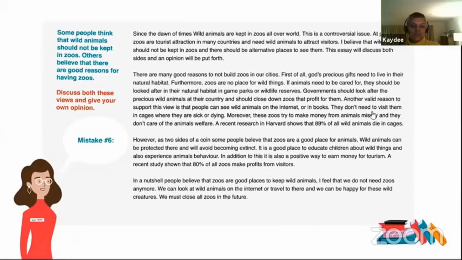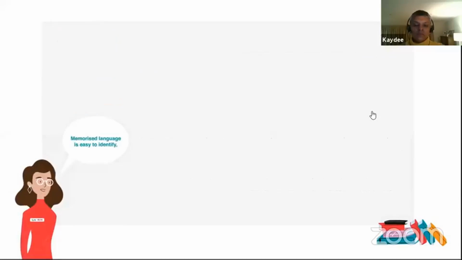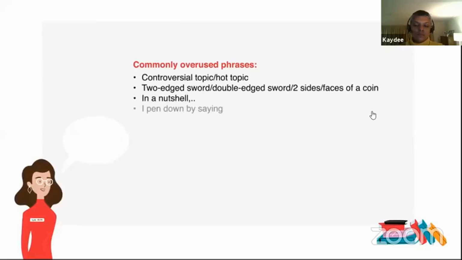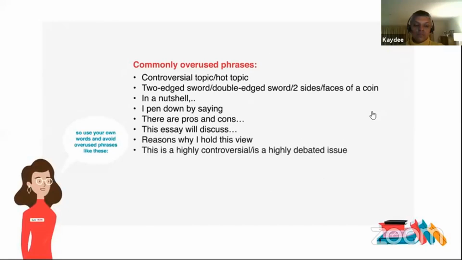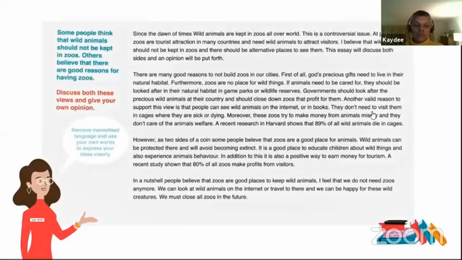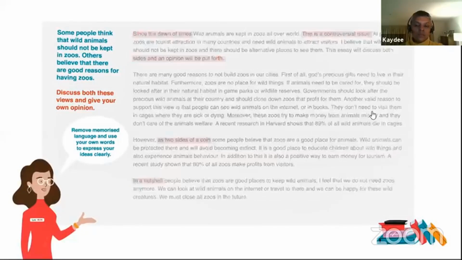Mistake 6, using inappropriate memorised language, phrases and cliches. When they're marking your writing task, the examiner is looking for memorised language, so don't use it. Memorised language is easy to identify, so use your own words and avoid overused phrases like these. Solution: remove memorised language and use your own words to express your ideas clearly.